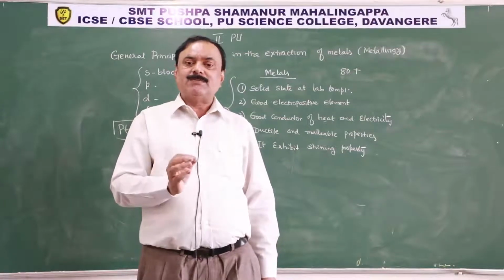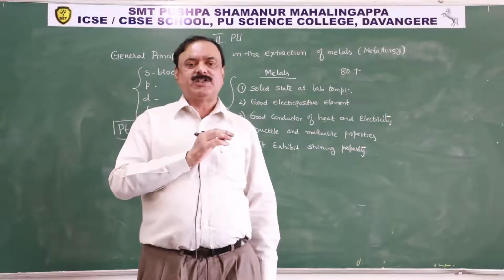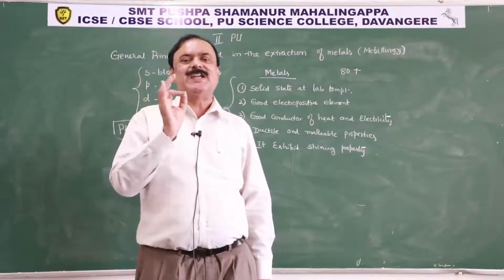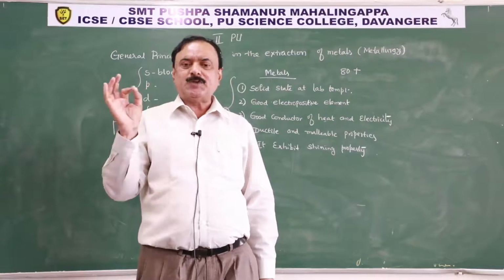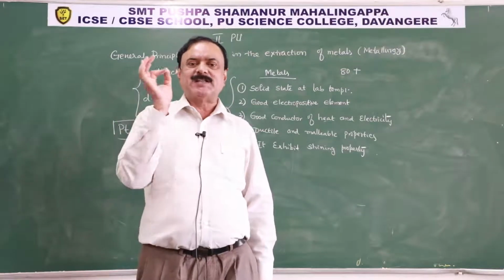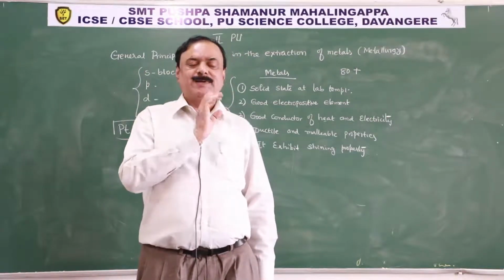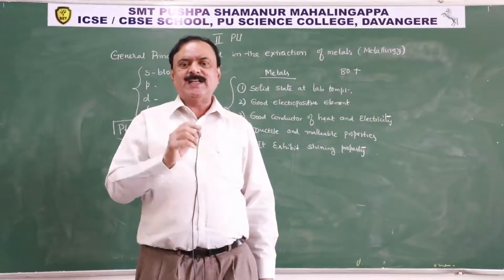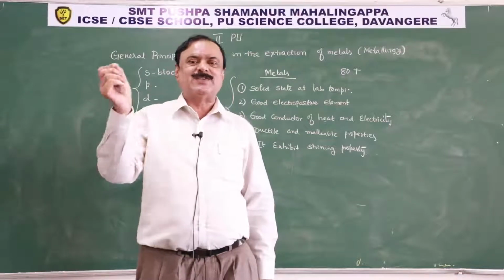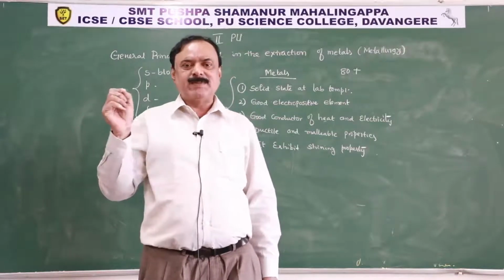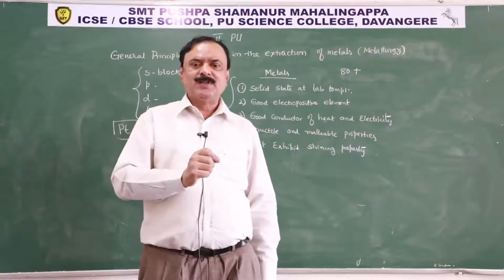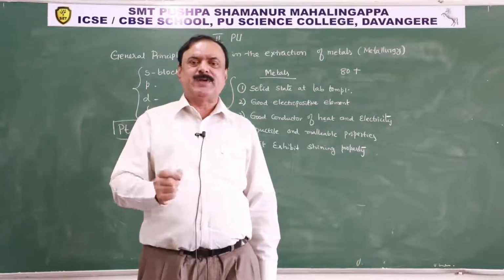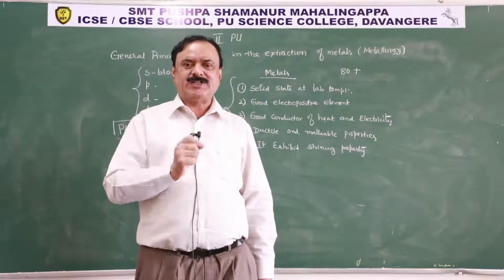Now, if the metal is more electropositive in nature, it is always associated with an element which is highly electronegative. Highly electropositive metals are always associated with highly electronegative non-metals, and highly electronegative non-metals are halogen family elements. That is why sodium always occurs in the form of sodium chloride, sodium bromide and sodium iodide, and potassium occurs in the form of potassium chloride, potassium bromide, potassium iodide.